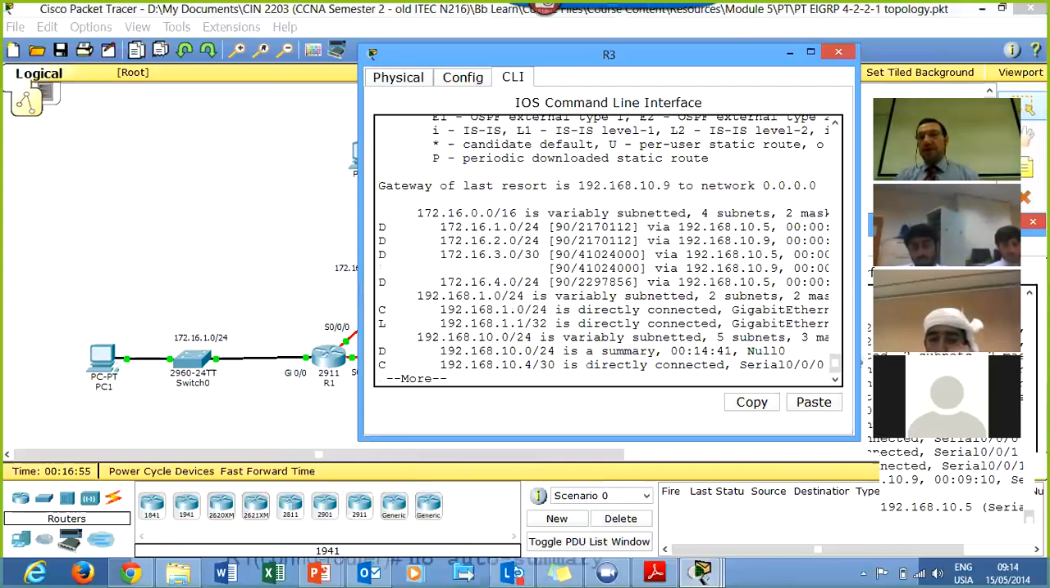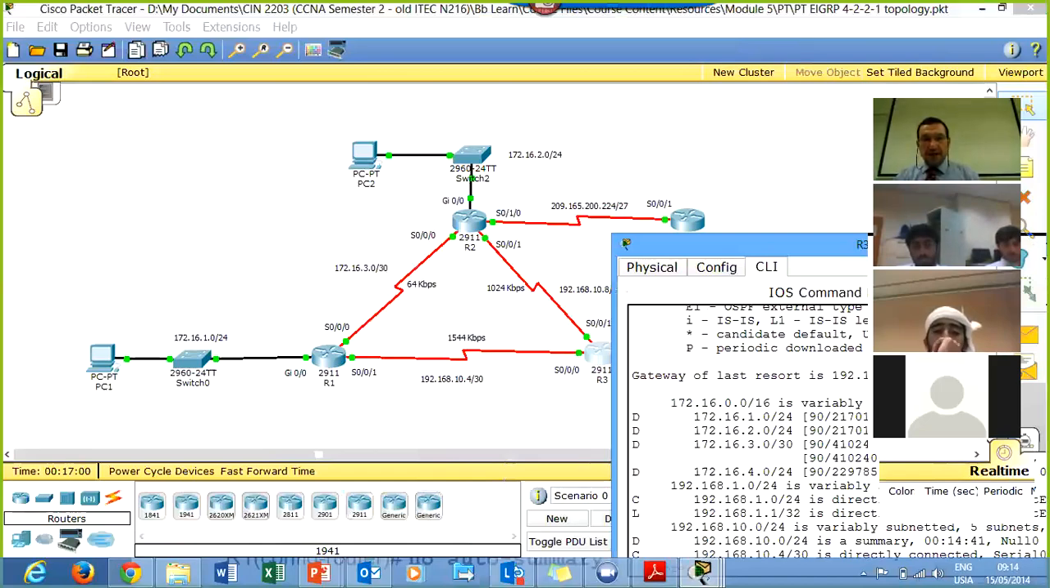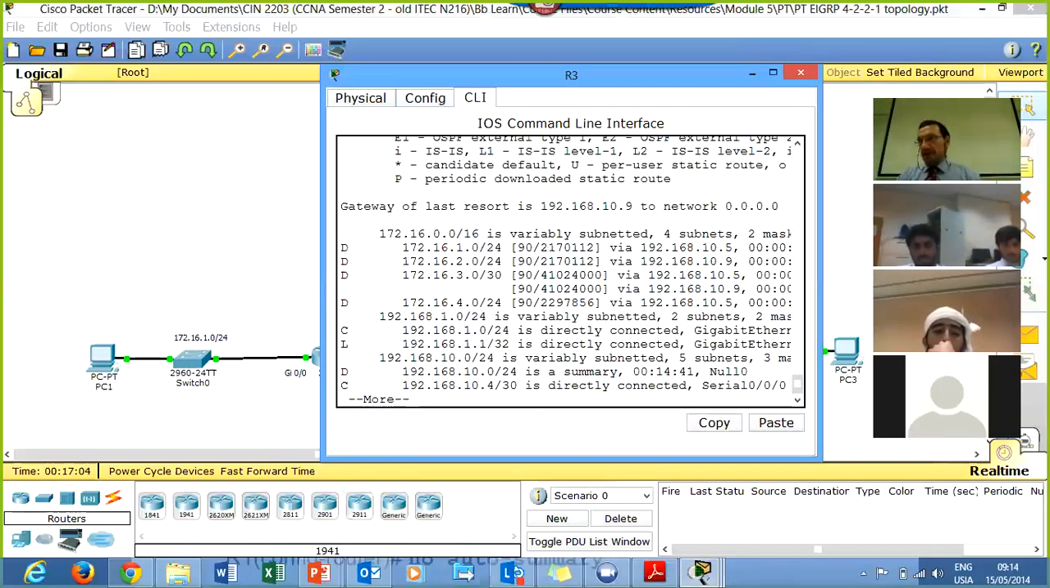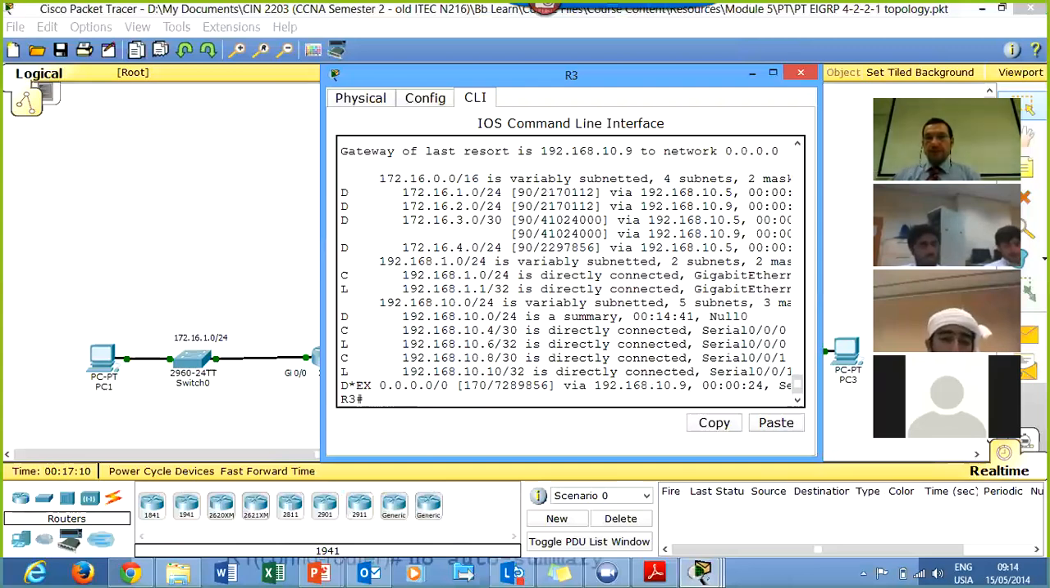Now I have 1, 2, and 3, which is this, this, and this. These 3 now are showing separately in the routing table for R3. If you do it like in R1 or R2, show auto summary, will it show you all 3 or?